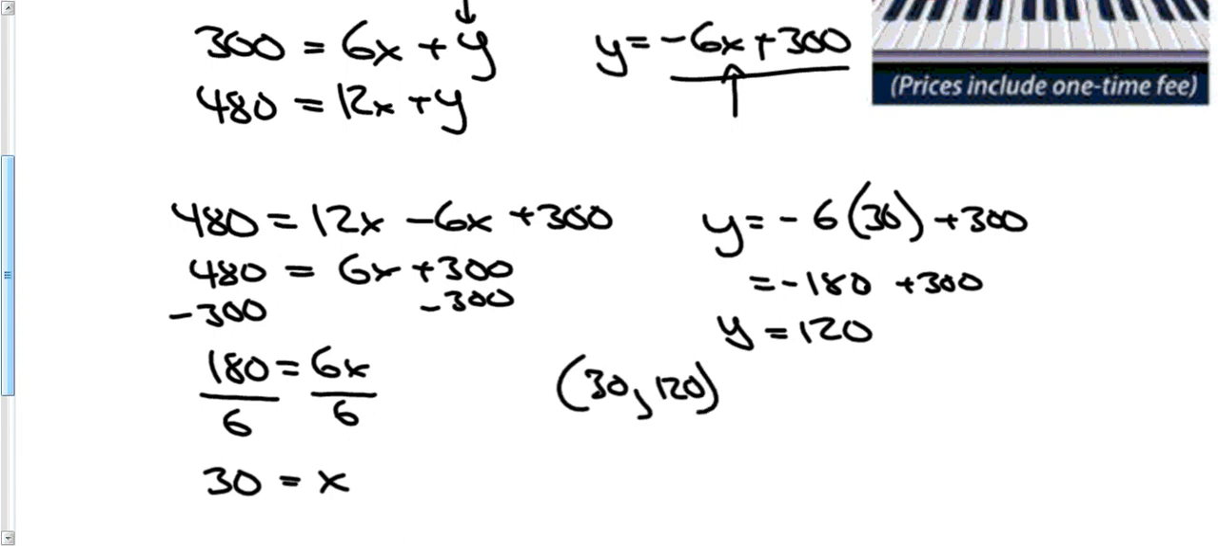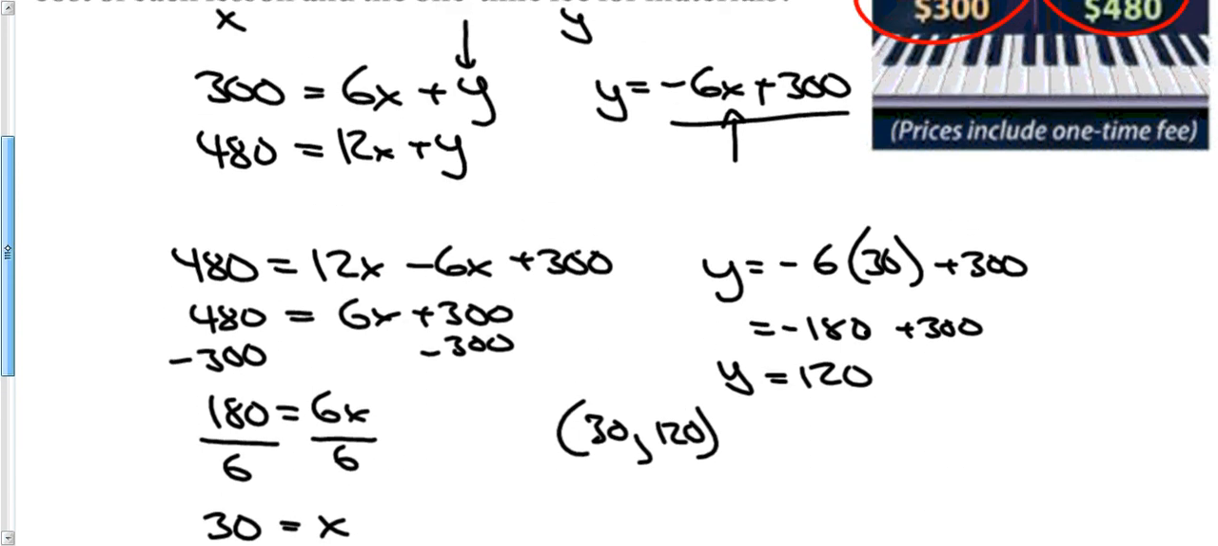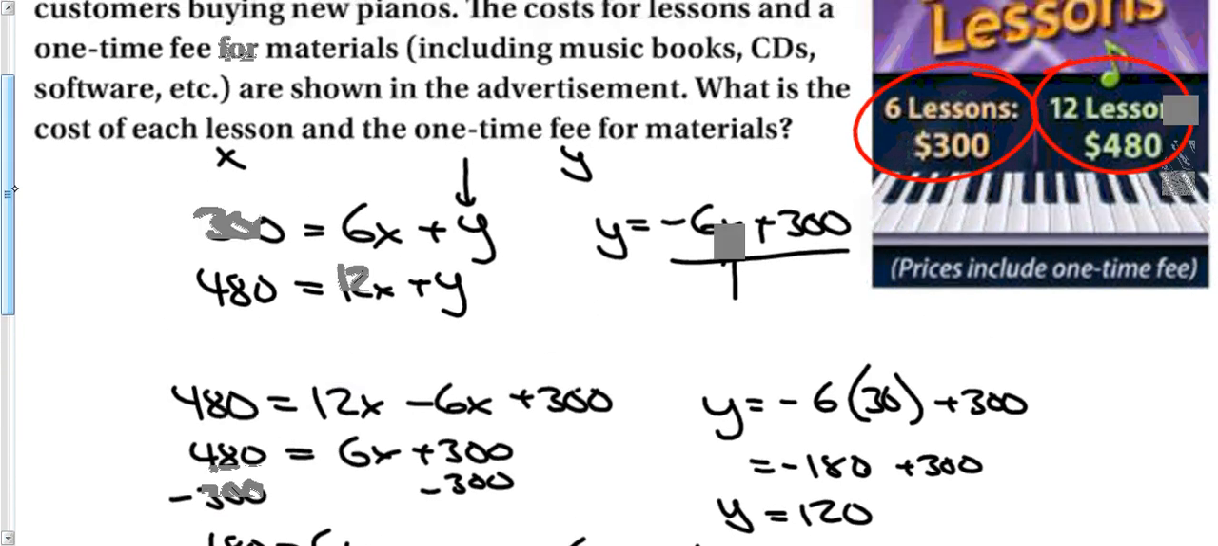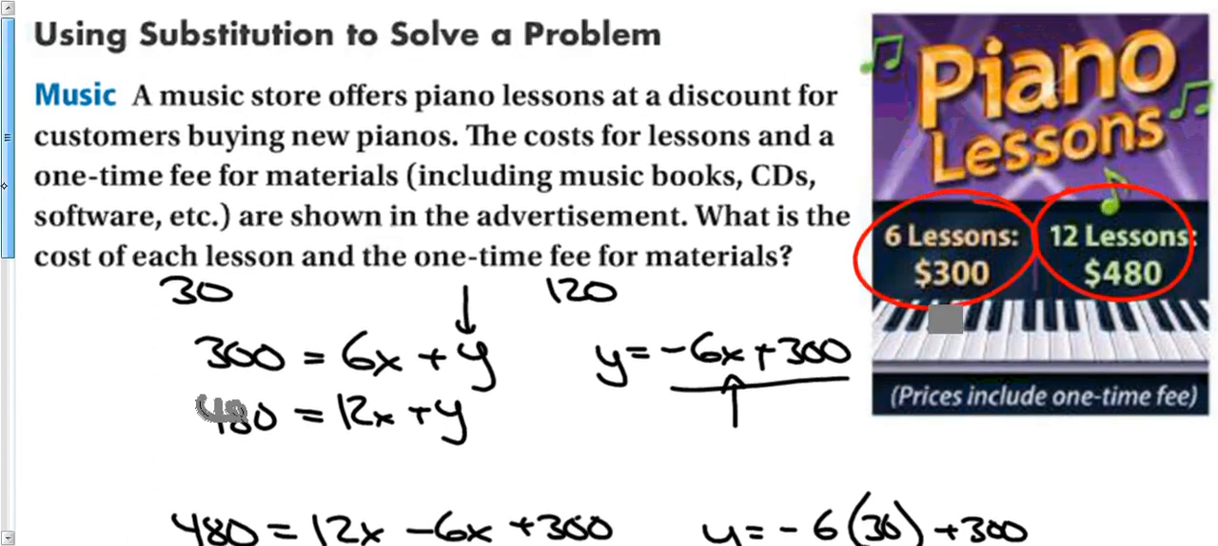Now, even though this is the point where my two lines intersect, it makes a little bit more sense to go back up to my original problem and say that the cost of each lesson is going to be $30 and the one-time fee for materials is going to be $120. So in this case, it makes a little more sense not to leave the data as a raw point, but to let you know which one is which.